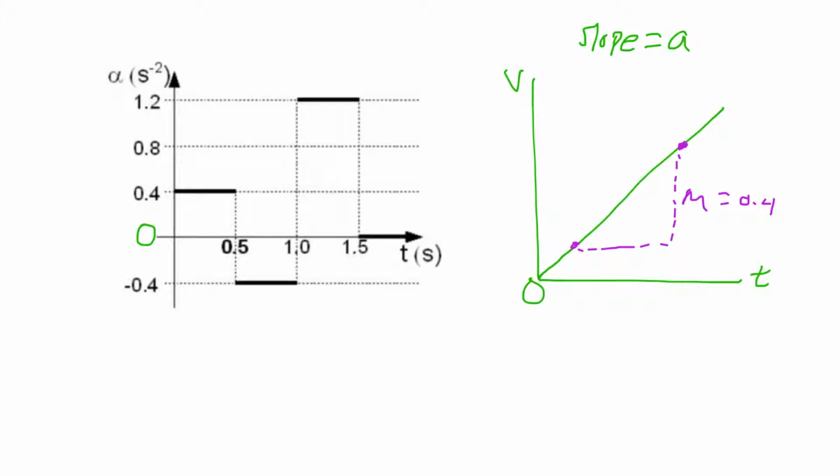And then if we extended that out, and look down here, all of a sudden the acceleration changes to negative 0.4. So that means on your velocity versus time graph, your graph would suddenly start doing something like this. And if you plotted these points and again did your rise over run, then your slope would be the negative 0.4.